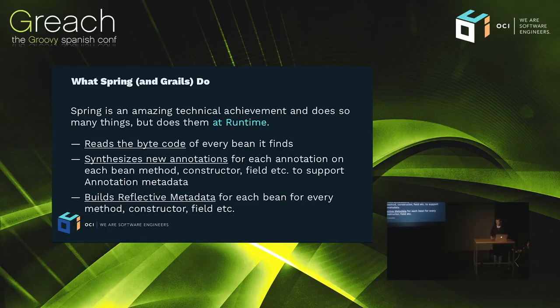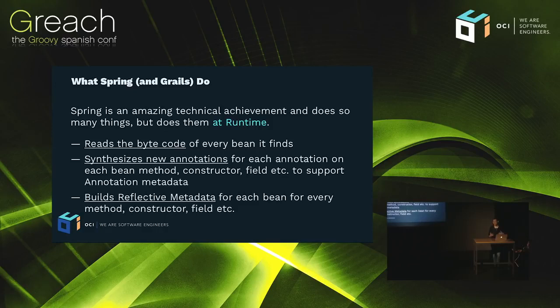When you deploy your application, Spring will go into your .class files at runtime and parse them into memory for each bean that you have in your application. It'll also analyze those classes and synthesize completely new annotations for each annotation on each method, on each constructor, on each field, in order to support annotation metadata.